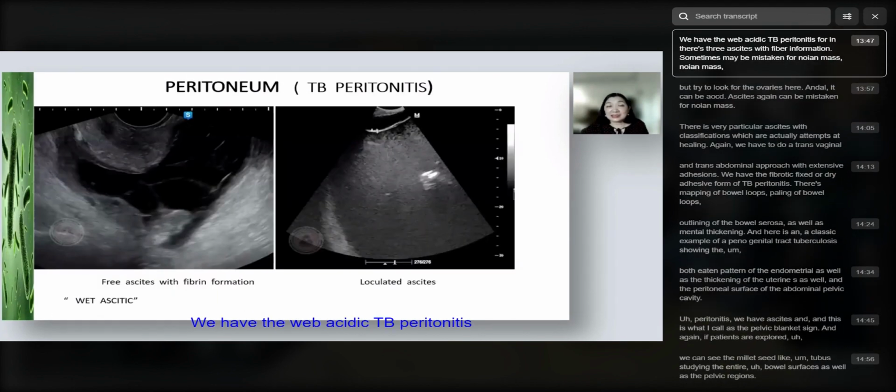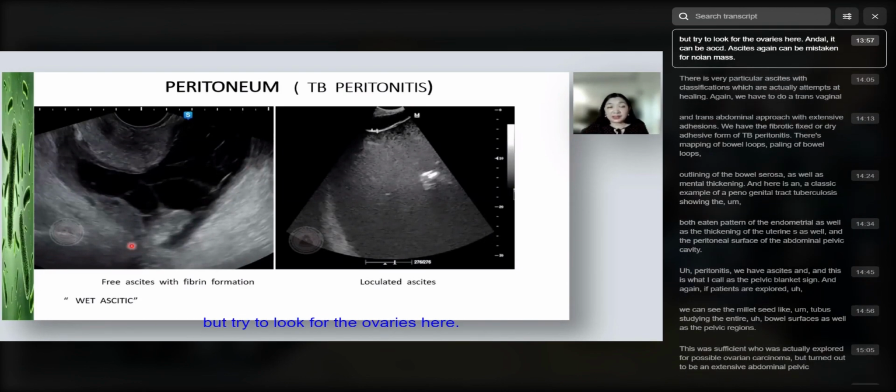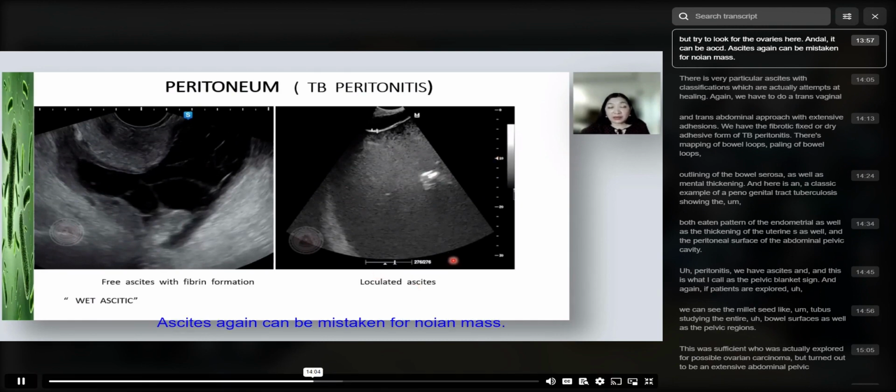We have the wet ascitic TB peritonitis, wherein there's free ascites with fibrin formation, sometimes mistaken for a benign ovarian mass. But try to look for the ovaries here, and you can actually see the fallopian tube. It can be a loculated ascites, which again can be mistaken for an ovarian mass.